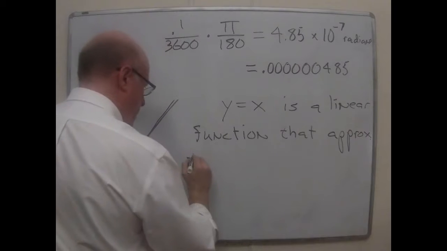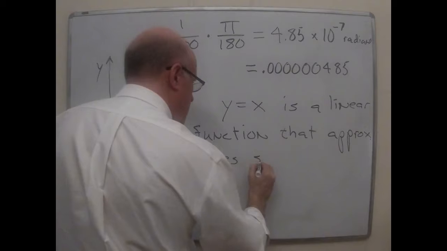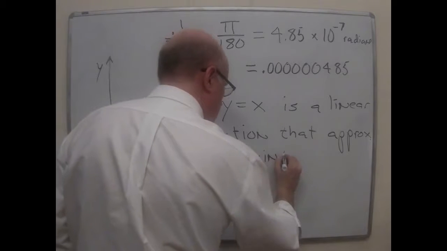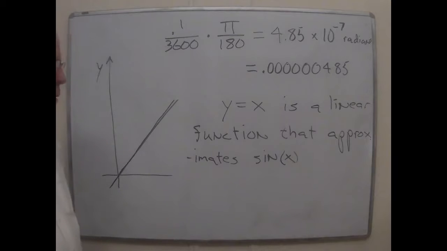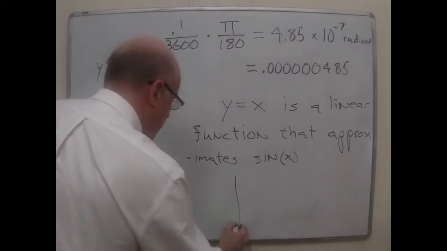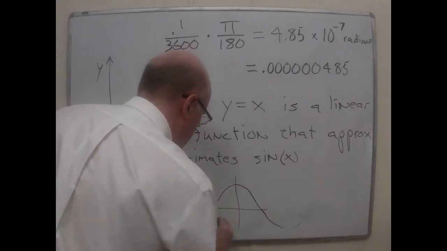Can I continue that word over a line? It approximates sine of x, provided that you use small values. If instead of the sine of x, I wanted to have an approximator for the cosine of x, think about what the graph of cosine looks like. It's got a hump there in the middle, and then it goes like that.